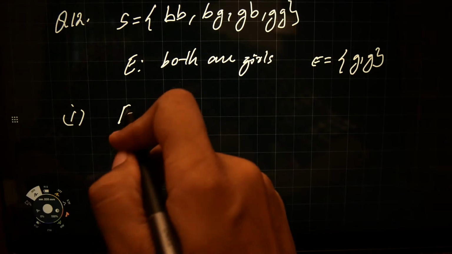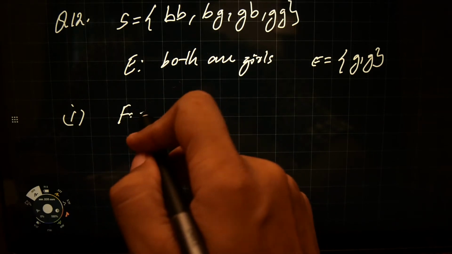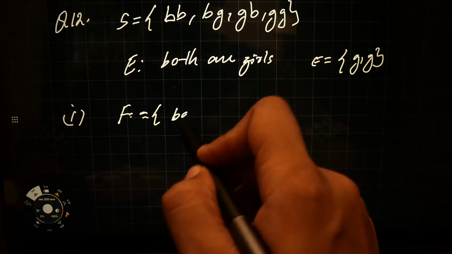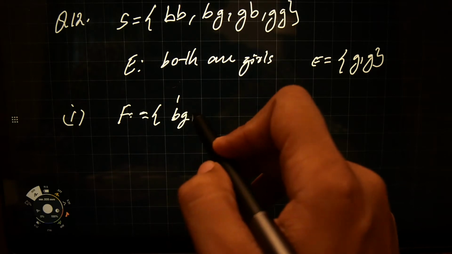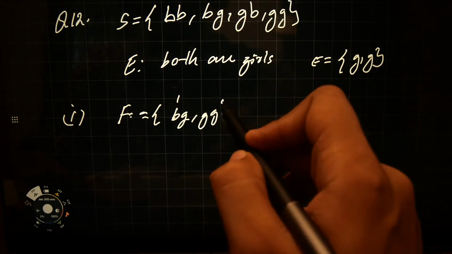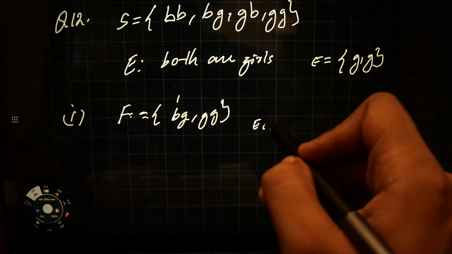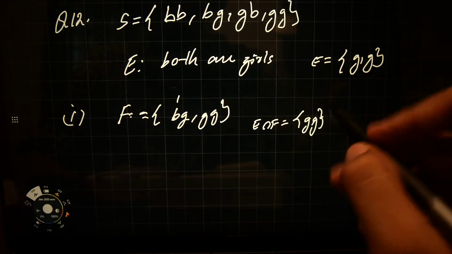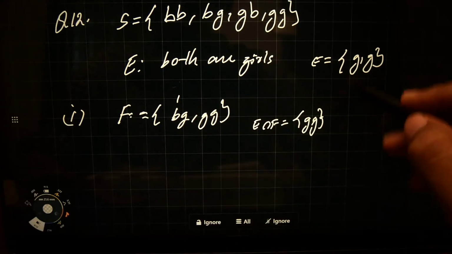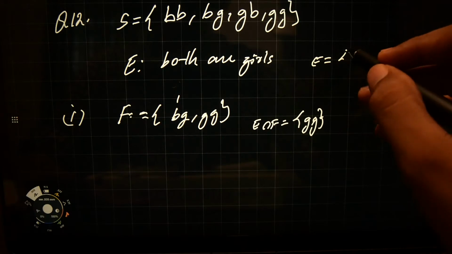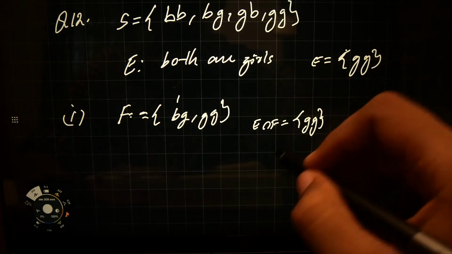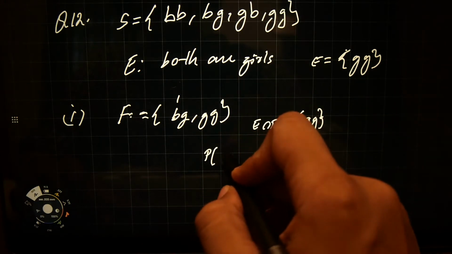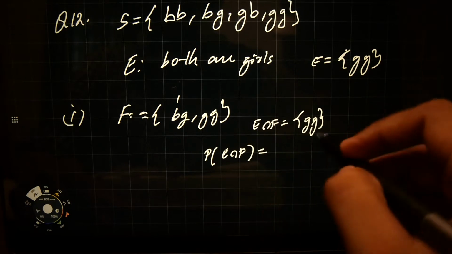Given, in case 1, the youngest here is a girl, so it can be boy girl, considering that the first one is elder and the second is younger, or it can be girl girl. So E intersection F will be just GG. It is simply GG, both are girls.